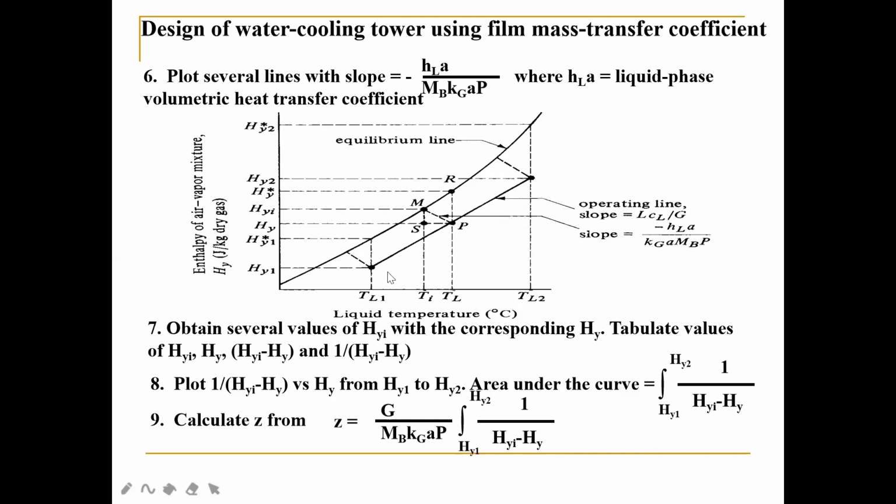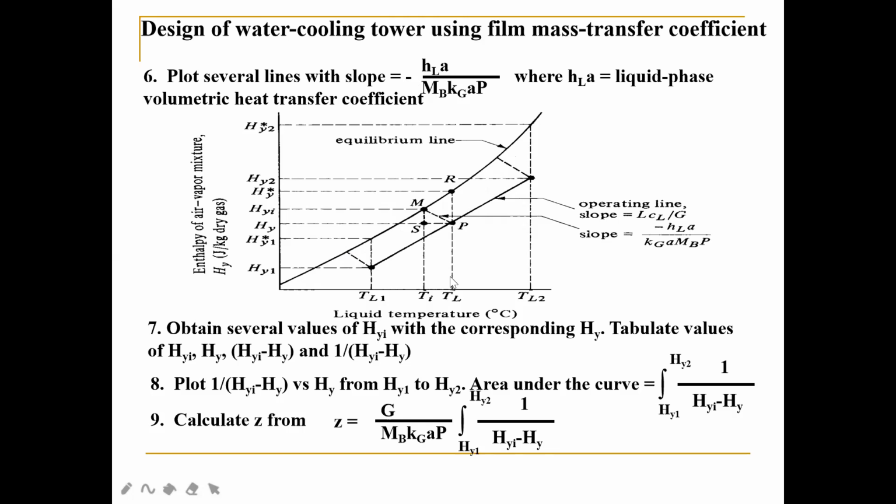So back to this. When you have the slope, you can see here you have to draw at least maybe 6 lines in between TL1 and TL2 to get a good value for your area under the curve. So you have to obtain several values of HYI. How do you obtain the value of HYI? When you have this slope and you draw based on the operating line, you start with the TL.